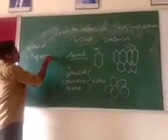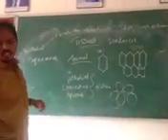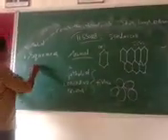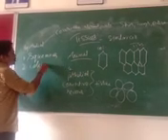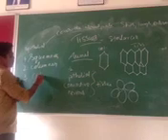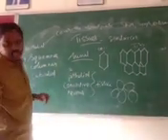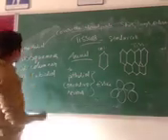The first one is squamous epithelium. The second one is columnar epithelium. The third one is cuboidal epithelium. The last one is ciliated epithelium.